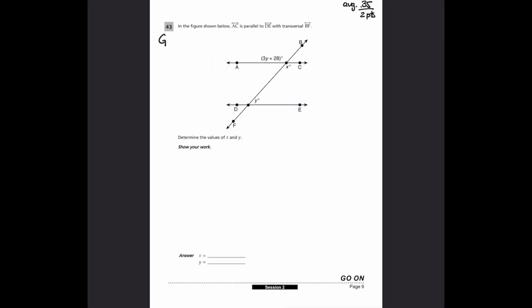All right, let's look at 43, which is a geometry problem. This one, a lot of students struggled with, only 0.35 points out of 2. We're going to try and figure out, with a transversal, meaning I have a line that cuts through 2 parallel lines, it's a nice slice, what x and y are.